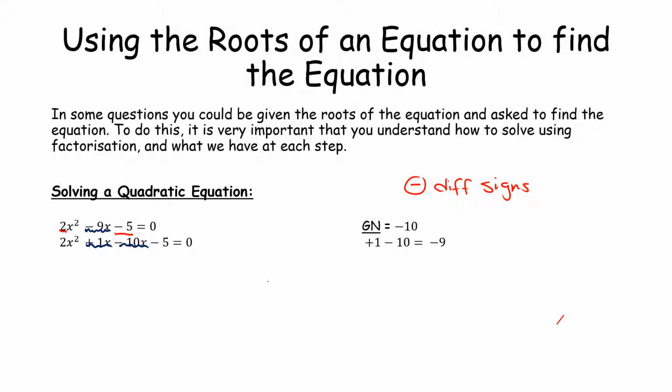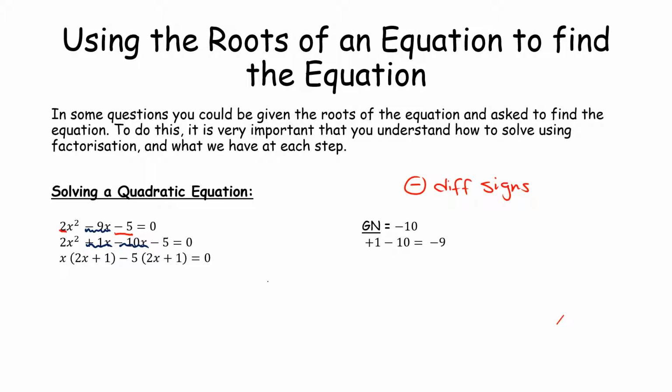In this case it does, so my next step is to factorize using grouping. So I group the first 2 terms and the second 2 terms, and then I get x times (2x plus 1) minus 5 times (2x plus 1) equals 0. At this point your check should be that both brackets are the same. If both brackets aren't the same, something has gone wrong.